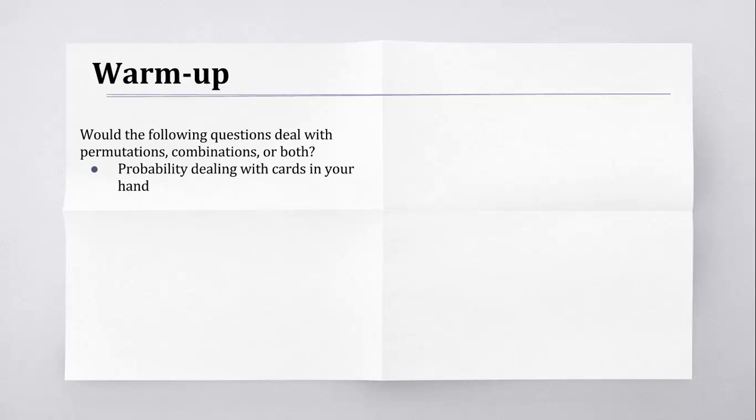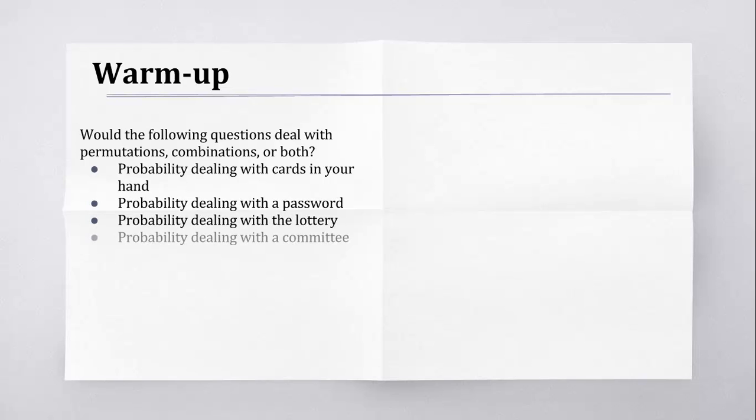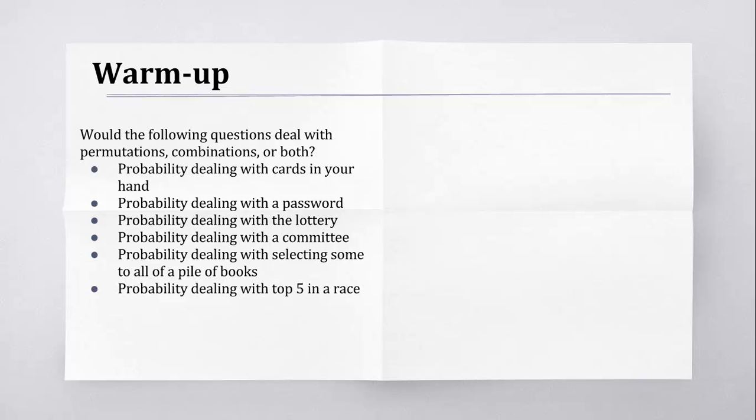And so the first one is probability dealing with cards in your hand. Probability dealing with a password, probability dealing with the lottery, dealing with a committee, so selecting a committee, dealing with selecting some to all of a pile of books, so not necessarily all, but at least some of the books, probability dealing with top 5 in a race, and probability dealing with giving out prizes. So if you can just think about it, you can pause it and think about it for yourself, and then I'm just going to walk through the answers.